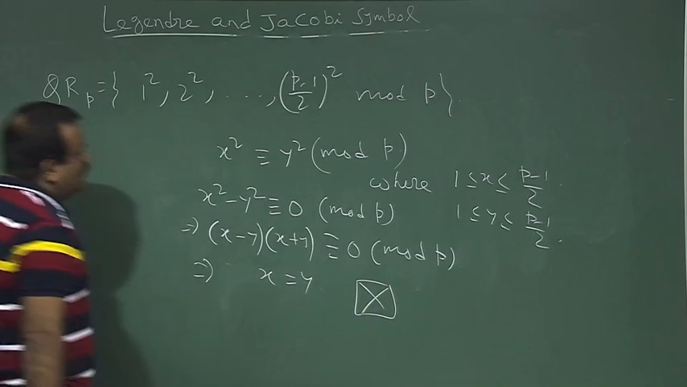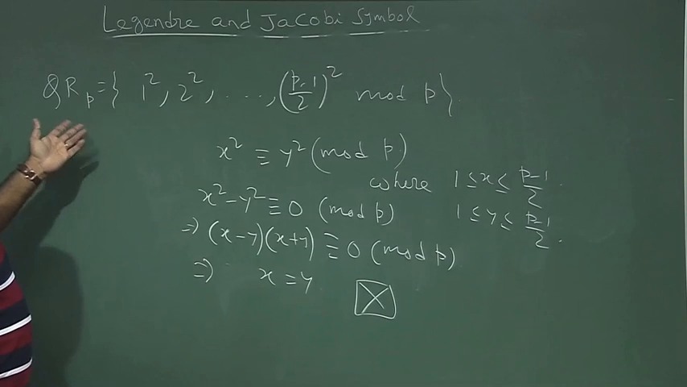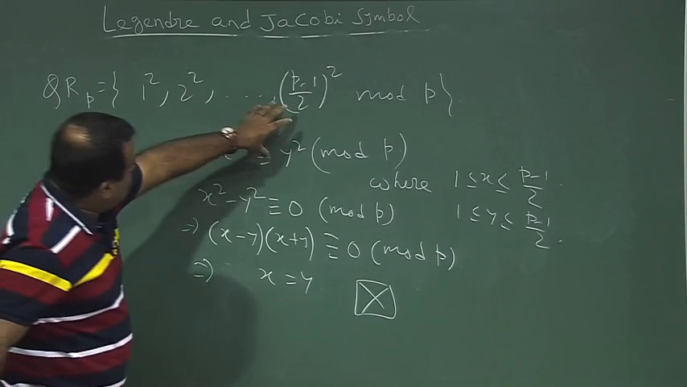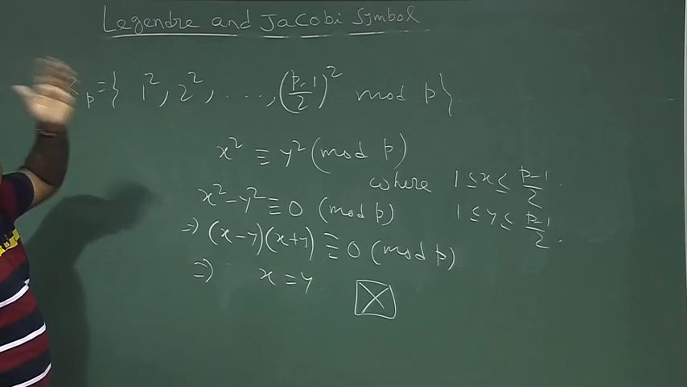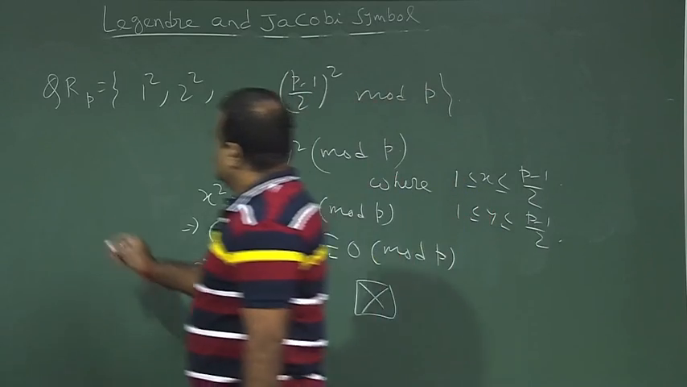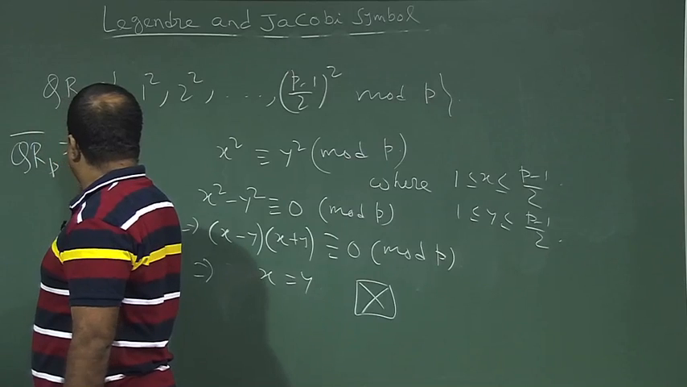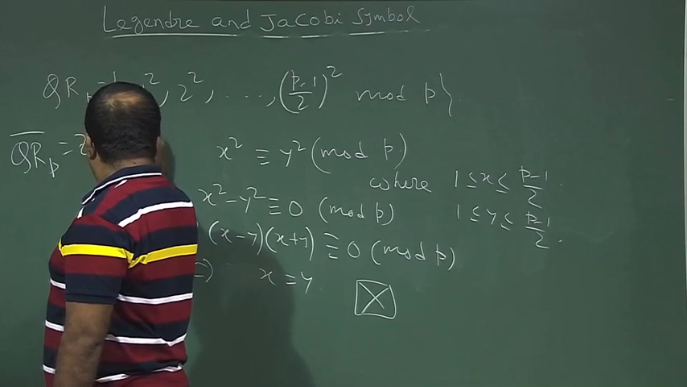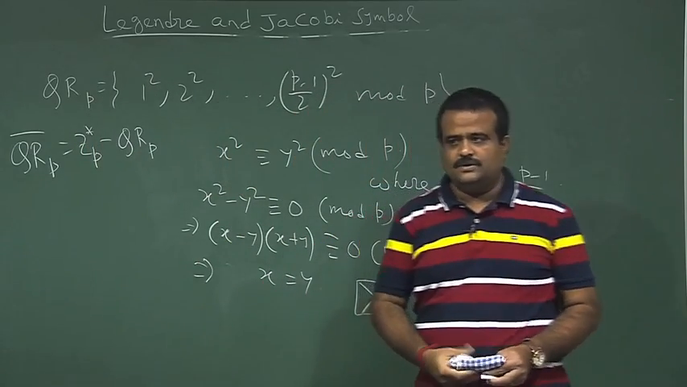So, the number of elements in the quadratic residue set is basically this set, and so there are (p − 1)/2 elements in this set. The remaining elements, the quadratic non-residues QR-bar p, are basically Zp star minus QRp. So, the cardinality of this set and this set are the same. So, this is the proof.